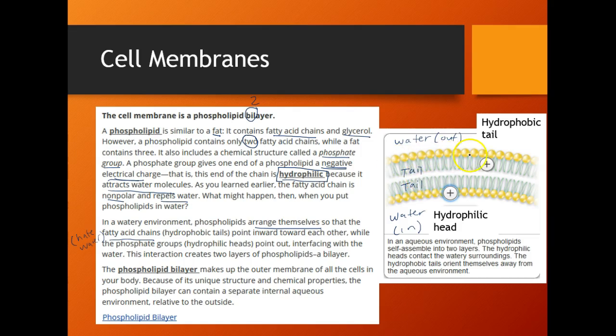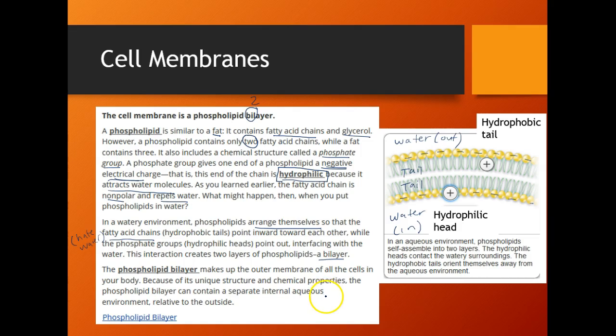The phosphate groups are on the outside here, and the phosphate groups again give the head a slight negative charge, right? And because it has a slight negative charge, it's attracted to water. So they're going to be pointing out towards the aqueous environment, which will be inside the cell and outside the cell. So the interaction creates two layers of phospholipids, which we call the bilayer.